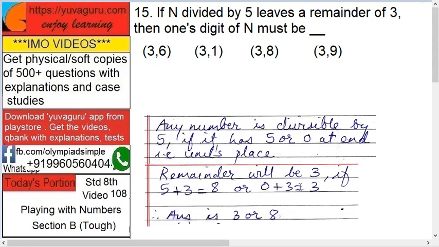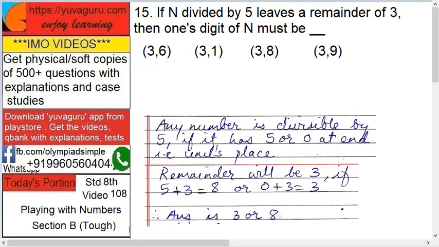So the last digit should be either 5 plus 3 equals 8, or 0 plus 3 equals 3, right? Only then will the remainder be 3. Means what? If it is 28, divided by 5, the remainder is 3. If it is 23, then divided by 5, the remainder is 3. So the last digit needs to be 0 or 5 and we need a remainder of 3.